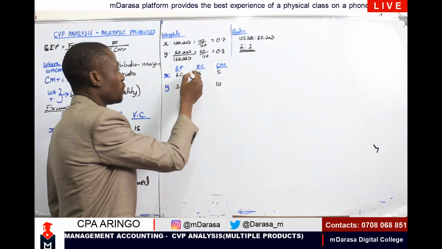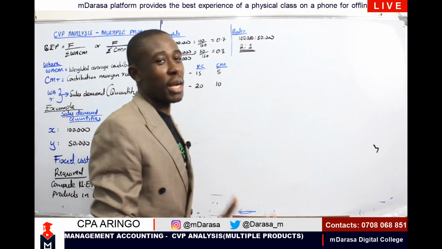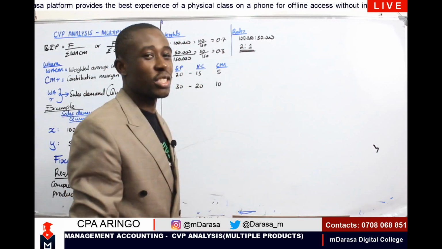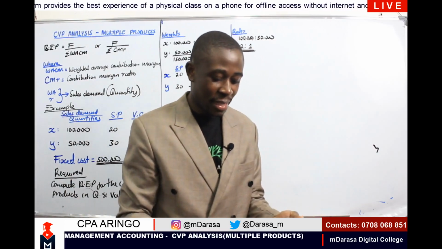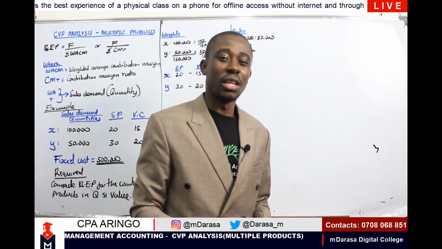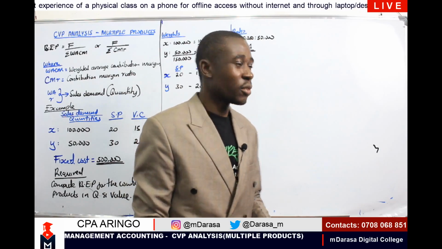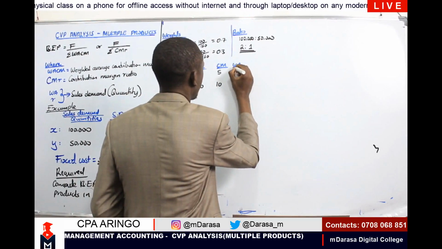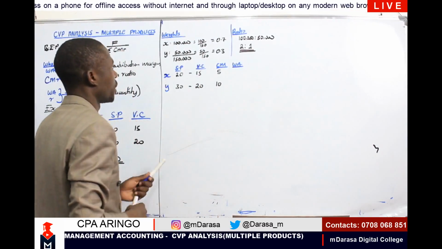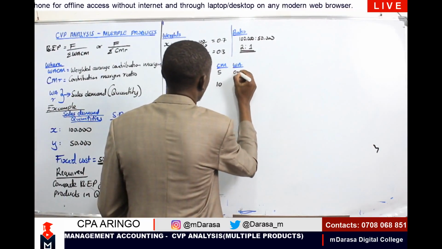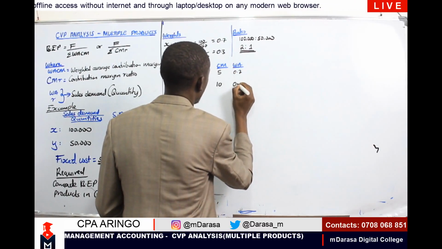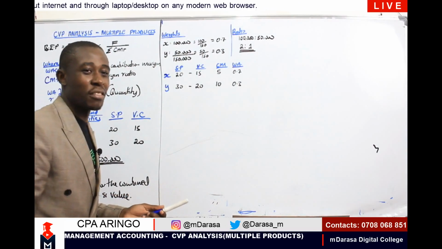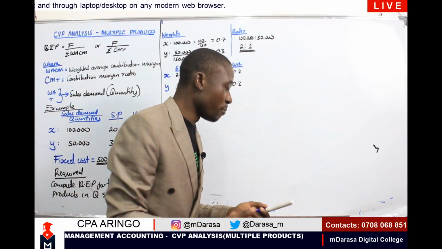We know very well contribution margin is our selling price per unit minus variable cost per unit. That should give us our contribution margin. And the other thing, we know very well that we've already calculated our weights, right? We had calculated our weights. Weight for A, we had 0.7. Weight for B, we had 0.3. I think determining the weighted average contribution margin now will be very simple for us.